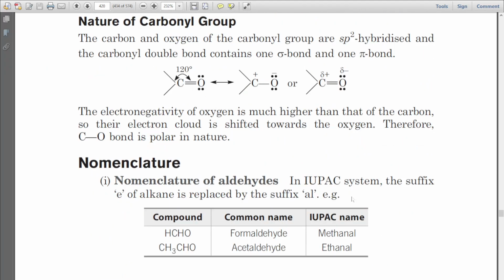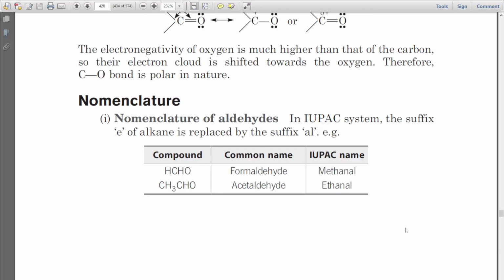Now their nomenclature. For aldehydes, the nomenclature simply replaces the E of the alkane with Al, such as an aldehyde of a single carbon is known as methanal. For two carbons, it is known as ethanal. These are the common names for these: formaldehyde, which you might have heard is used for storing specimens in different labs, and acetaldehyde is the common name of ethanal.